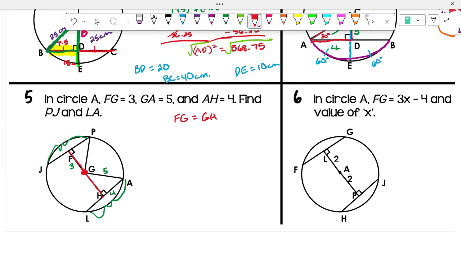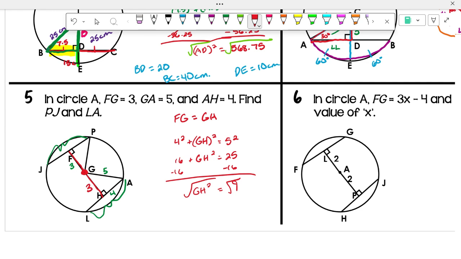So I'm going to use the Pythagorean theorem to solve for GH. So I have 4 squared plus GH squared is equal to 5 squared. So 16 plus GH squared is equal to 25. Subtract the 16, I get 9. And then what's the square root of 9? 3. So are they congruent? Yep. So since these are congruent, we can assume that PJ will be congruent to LA.